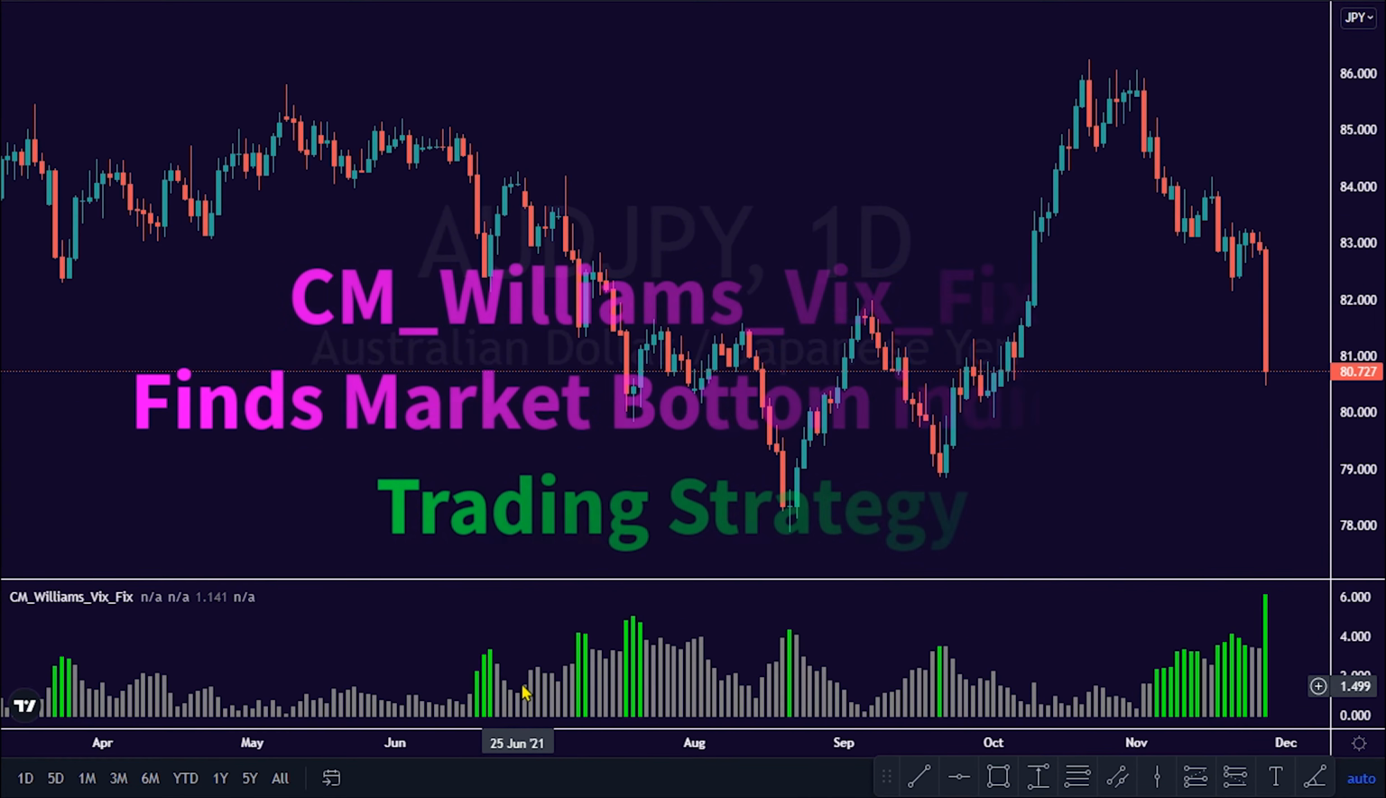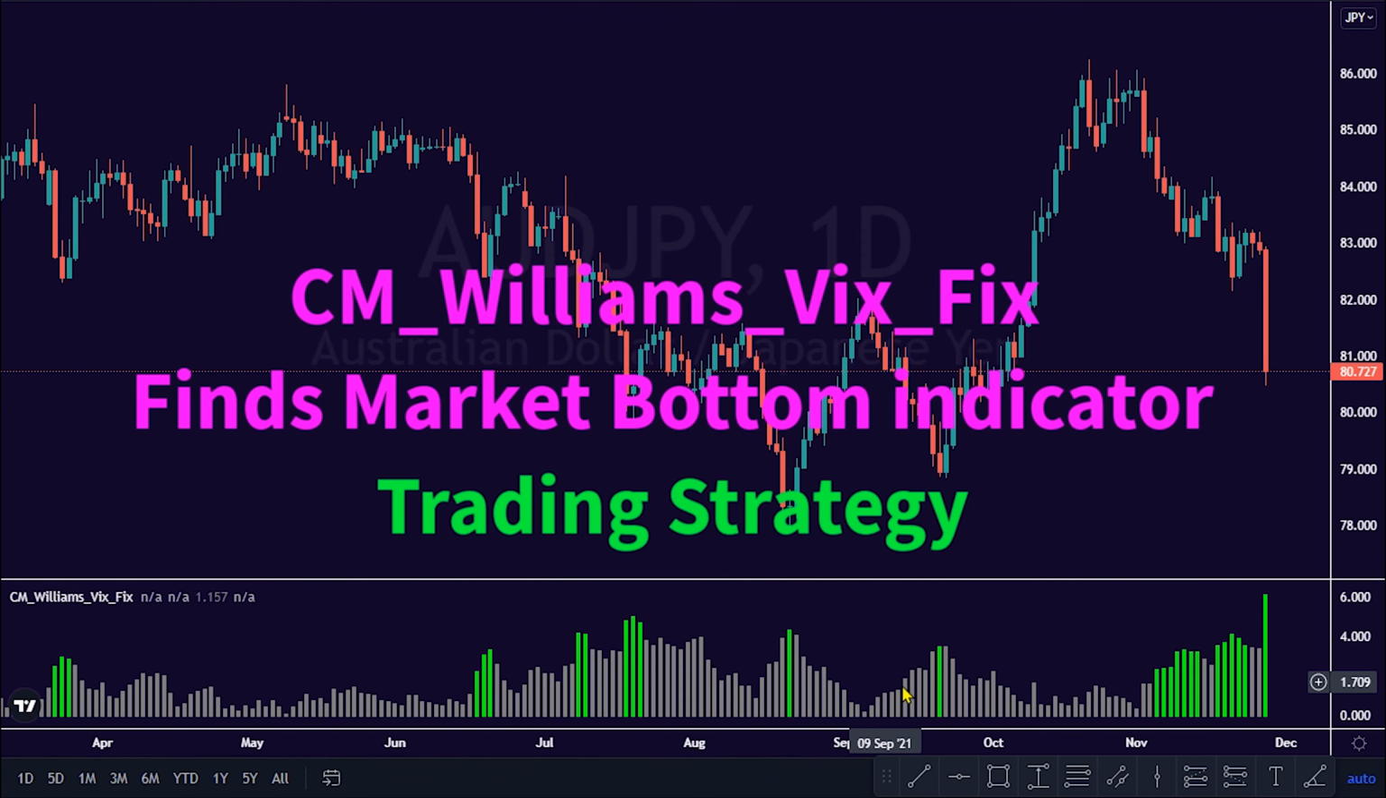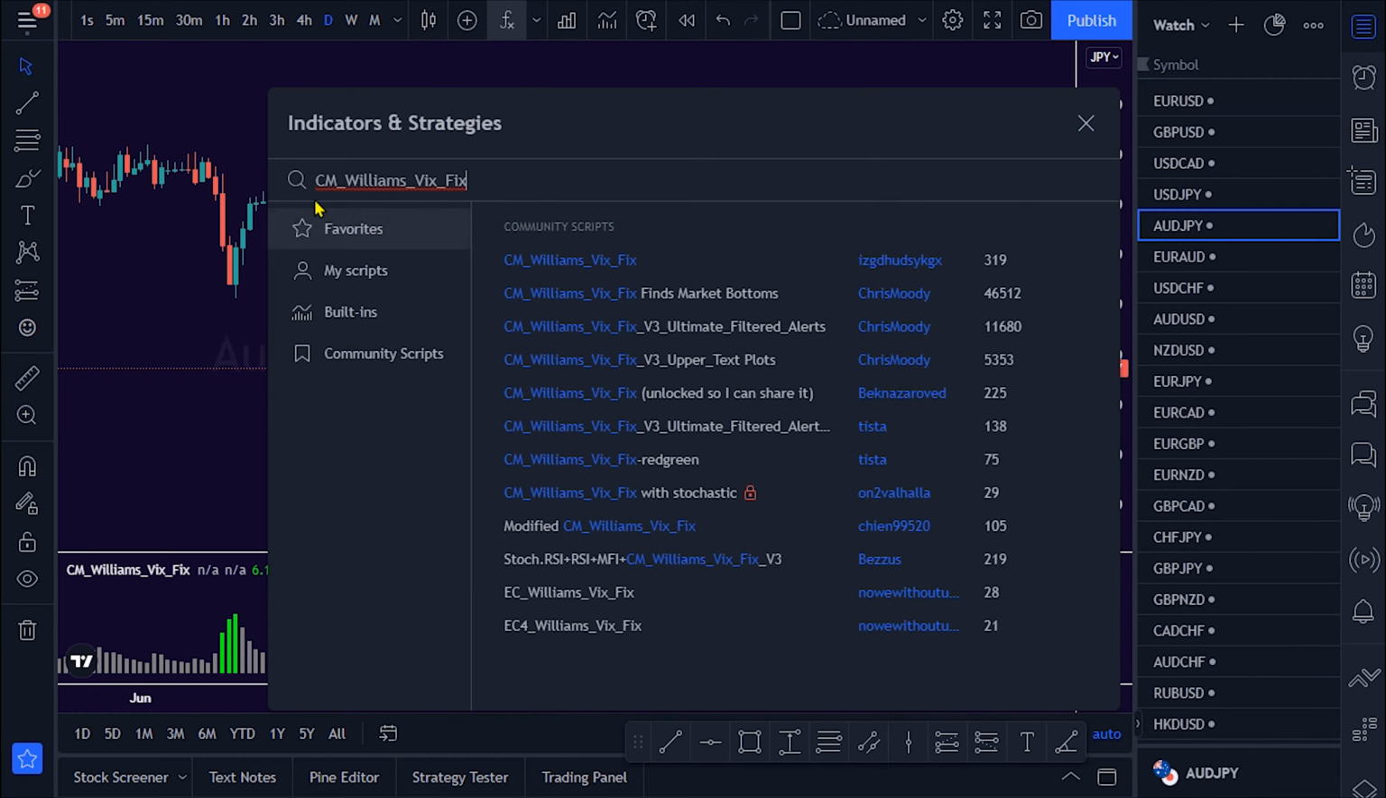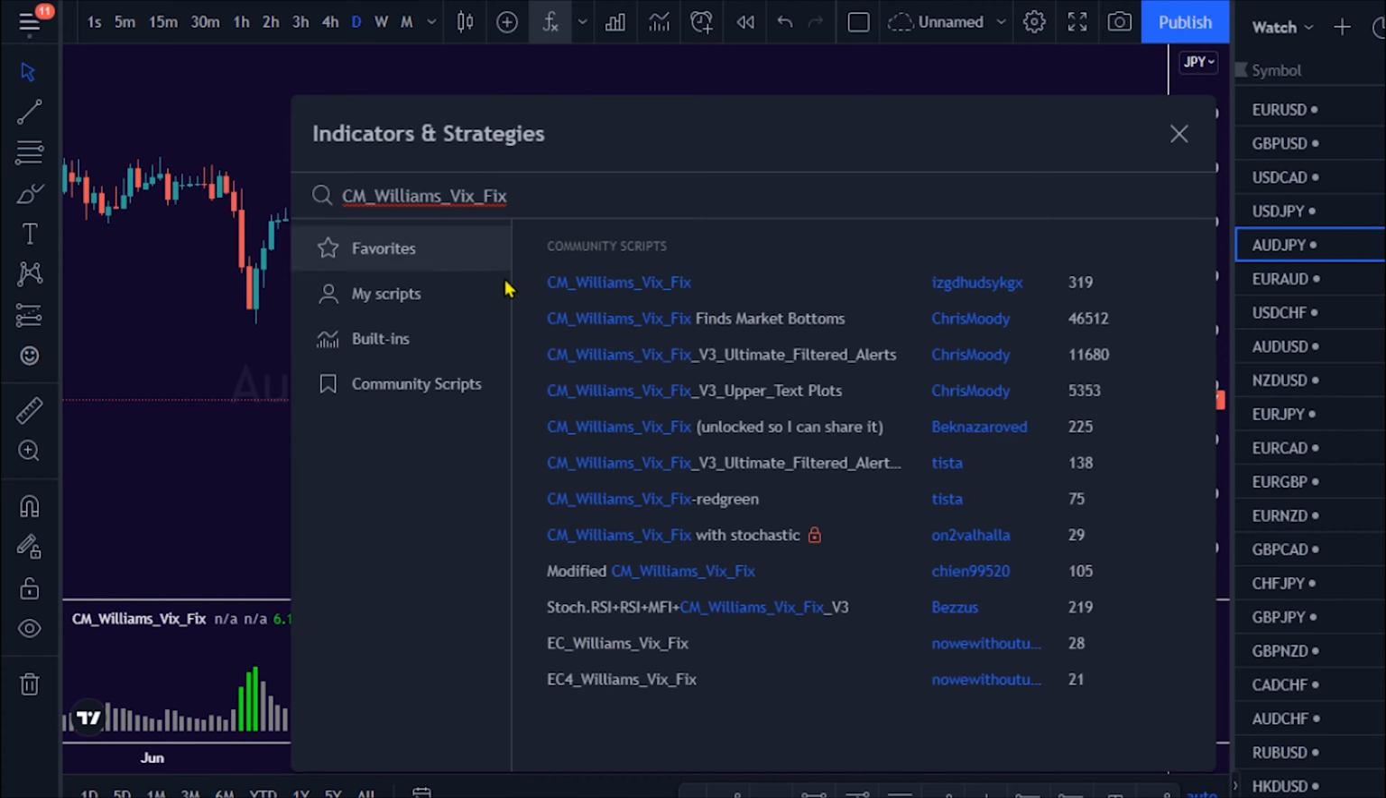The CM Williams VIX Fix Indicator by Larry Williams is a powerful technical trading indicator that can help traders find market bottoms. To apply this indicator on the trading chart, search the keyword CM Williams VIX Fix under the Community Scripts folder. As we can see, here are lists of CM Williams VIX Fix indicators. Select the CM Williams VIX Fix Finds Market Bottom version by Chris Moody.